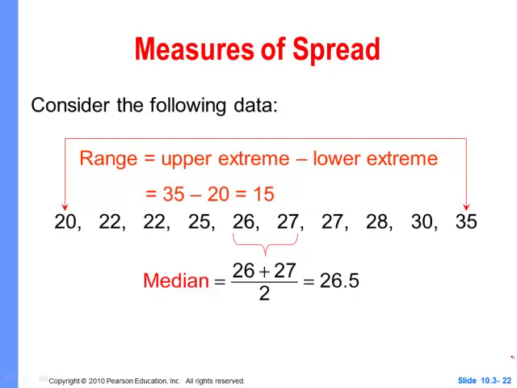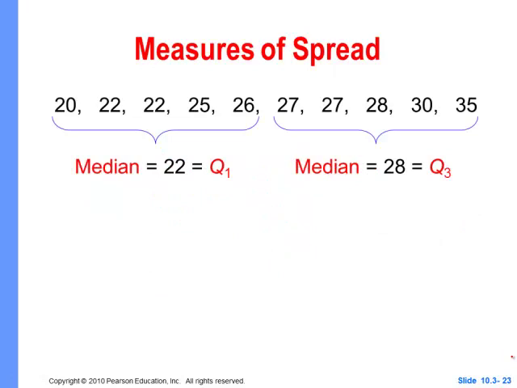And then what you do is you take your data now and split it into 2 halves. You got your upper half, 27 on to 35, and your lower half, 26 on to 20. And so from the upper half, you go and calculate the median there. And from the lower half, you go and calculate the median there.